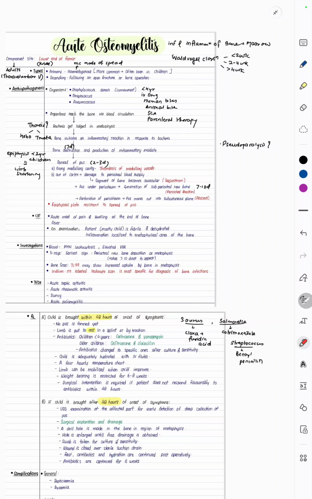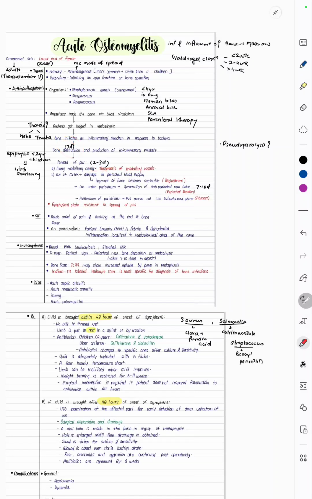Now, the mechanism. So there are two theories, that is Hobo's theory and Trueta's theory. Hobo's theory says that there is a lack of macrophages within the metaphyseal region of the bone, and Trueta's theory says that there is a looping of the vessels in the metaphyseal region, and because of which there is going to be sluggish blood flow over here. So the organisms reach the bone via the blood circulation. They get lodged into the metaphysis. Bone initiates the inflammatory reaction, and there is bone destruction that happens in 7 days.